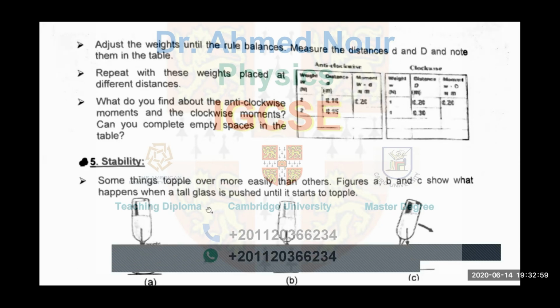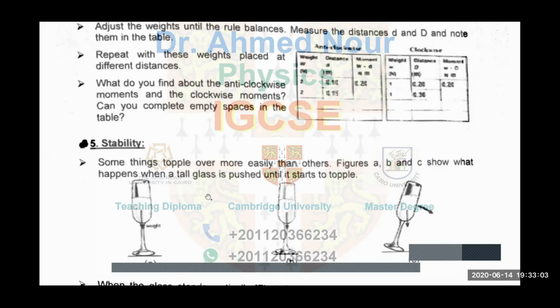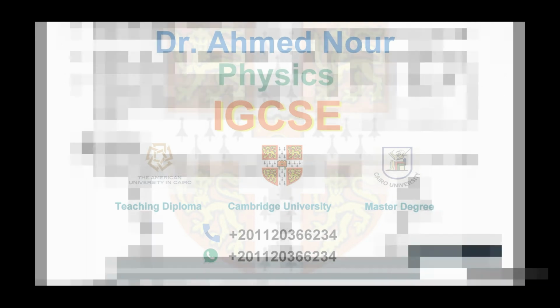The last concept related to the moment is stability. So we took moment, conditions of equilibrium, center of mass or center of gravity, and finally stability.